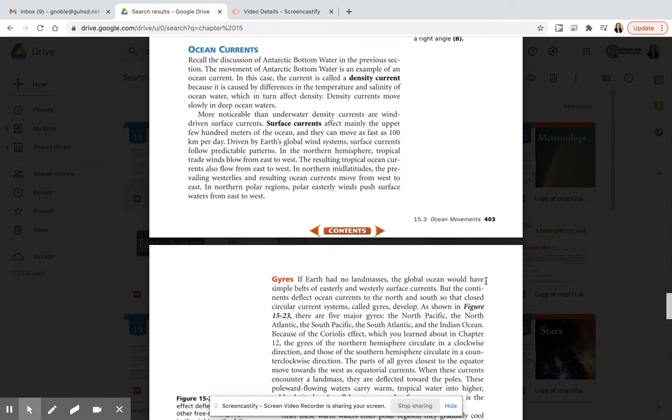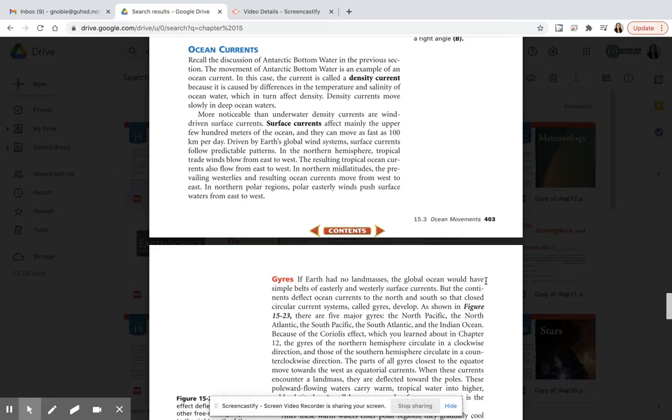Ocean currents. Recall the discussion of Antarctic bottom water in the previous section. The movement of Antarctic bottom water is an example of an ocean current. In this case, the current is called a density current because it is caused by differences in the temperature and salinity of ocean water, which in turn affects density. Density currents move slowly in deep ocean water.